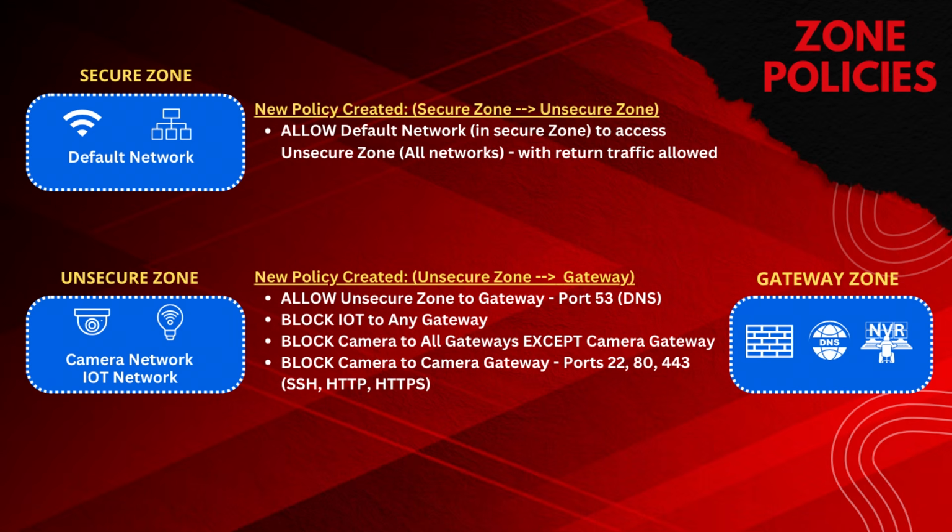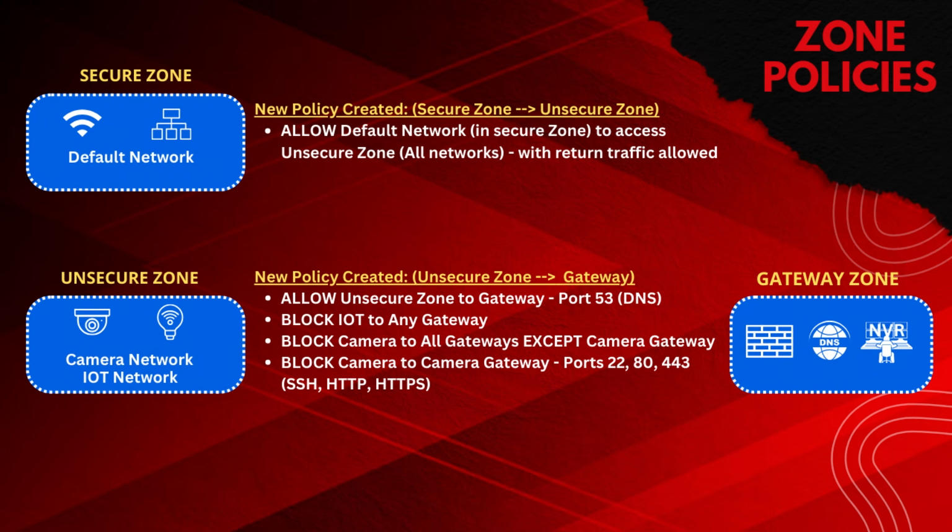And then we're going to block camera VLAN to its own gateway, but just on ports 22, 80, and 443, which are SSH, HTTP, HTTPS, okay? So that will allow the cameras to still record to their NVR, allow the NVR and the gateway to manage them with the Unifi Protect software, but it will not allow someone to actually directly access our gateway and log into it or something like that.